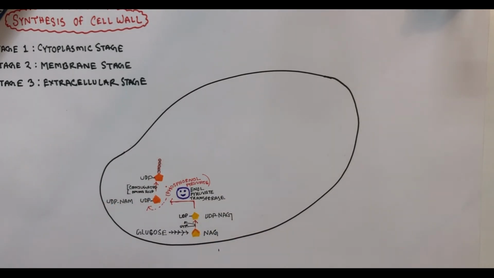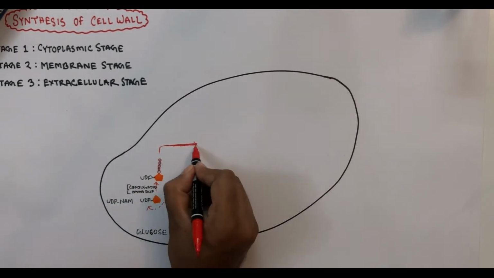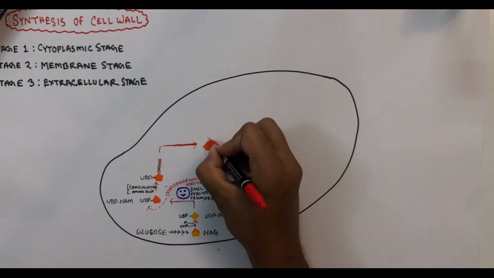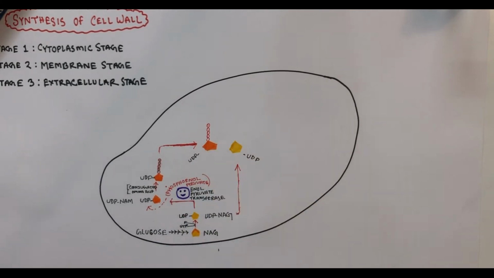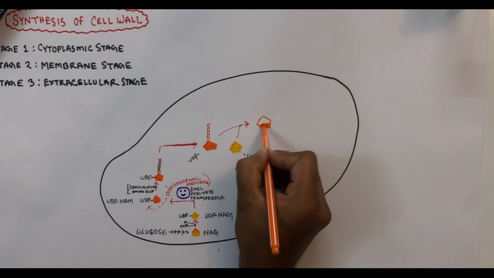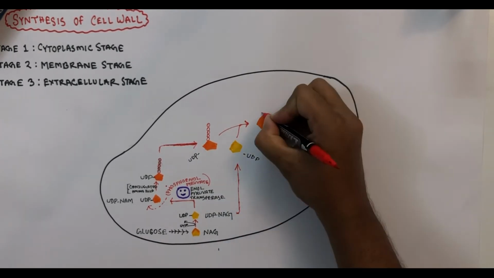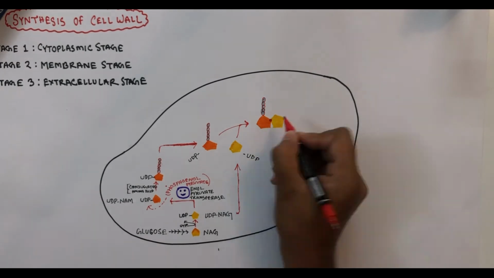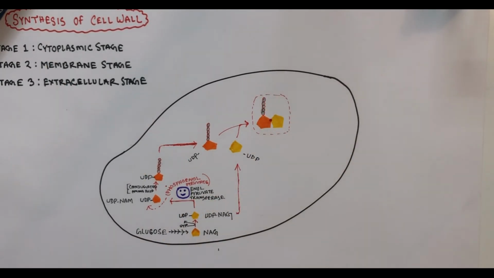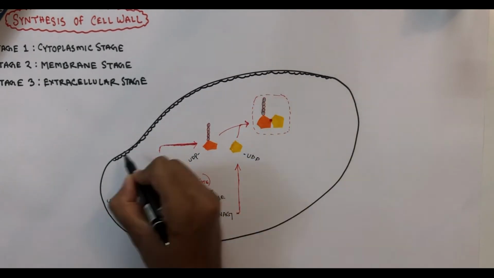Now, in the next step, the UDP portions from both UDP-NAG and UDP-NAM will be released. And this NAG unit will be attached to the NAM unit, which has the peptide chain. Now, this is the peptidoglycan unit that is produced inside the cytoplasm of bacteria.